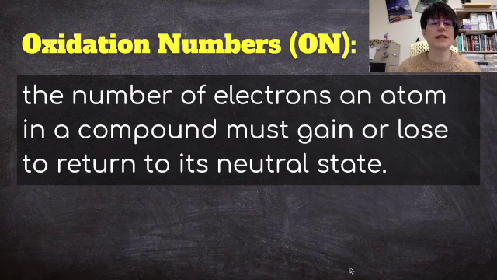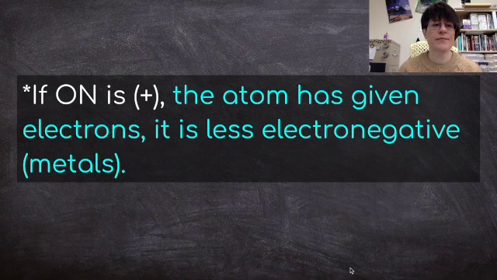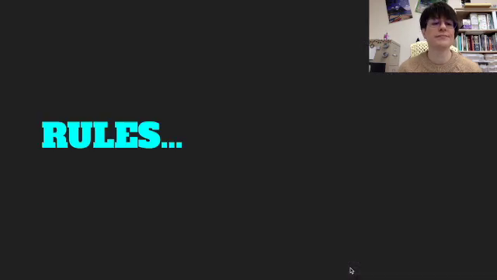So an oxidation number is the number of electrons an atom in a compound must gain or lose to return to its neutral state. If the oxidation number is negative, the atom has gained electrons, it is more electronegative, and this would apply to the nonmetals. If an oxidation number is positive, the atom has given electrons, it is less electronegative, and this usually applies to metals.